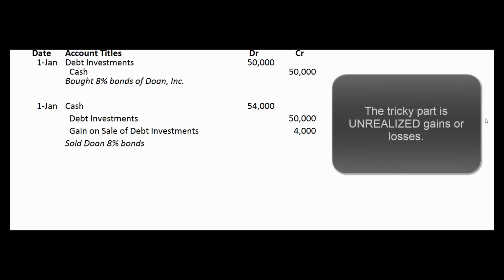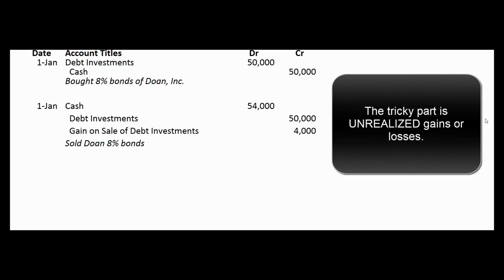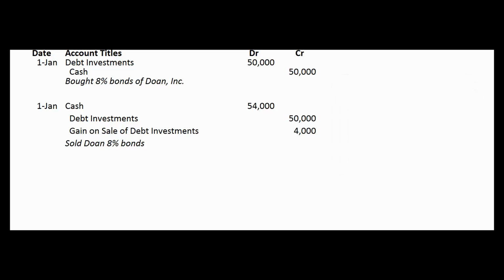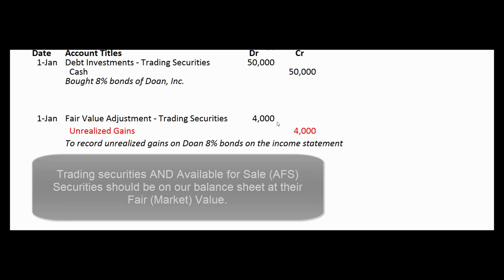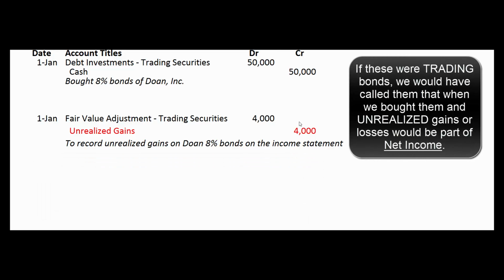But now let's pretend like we don't sell them. Let's pretend like the bonds go up in value by $4,000 on January 1st. We've got an unrealized gain. We aren't going to sell them. Overnight the bonds went up in value by $4,000. So we'll adjust them on our balance sheet to put them on our books at fair value with a $4,000 debit. So that's going to increase the value on our books. And we'll book a gain of $4,000.